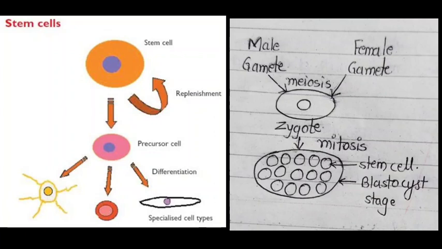And this stage where the zygote is just forming a mass of cells, they are the stem cells. That stage is called the blastocyst stage. So in this stage you will get the stem cells in your body.